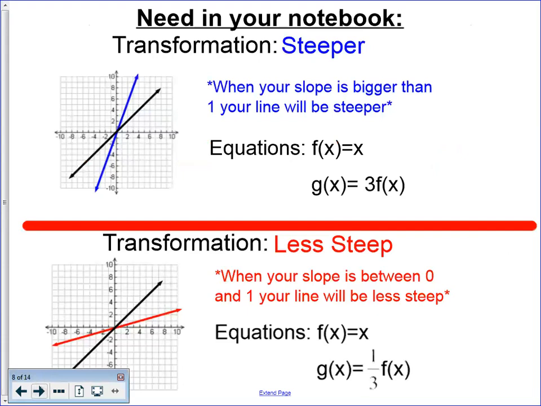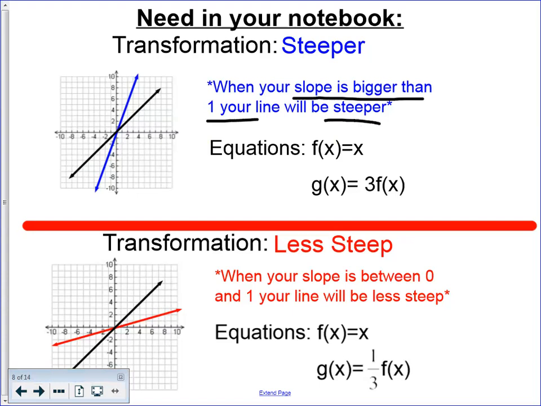All right, next. The next two sets of transformations that we have are steeper and less steep. With steeper and less steep, what's changing is my slope. Notice on both graphs, my black line is still my parent function. The blue line is my steeper line. It's getting steeper, it's going up, but it's only the slope that's changing here. So when the slope changes to be a higher slope, that's when I'm going to be steeper. In other words, when my slope is bigger than 1, my line is going to be steeper.